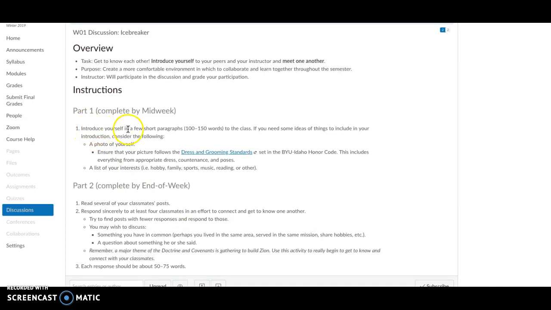So your part is to introduce yourself in a few short paragraphs, include a photo of yourself. Please ensure that that picture follows dress and grooming standards, and then list your interests, hobbies, tell us about your family, sports, music, reading, etc. That is due by midweek, and then by the end of the week you should be able to reply to several of your classmates. Hopefully start a discussion where you get to know one another. That's really all the icebreaker discussion board is.